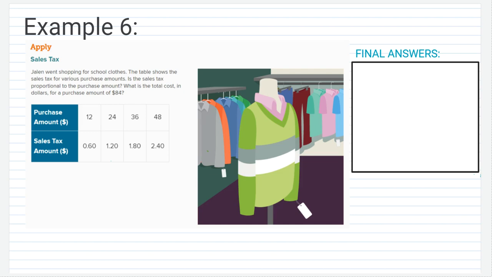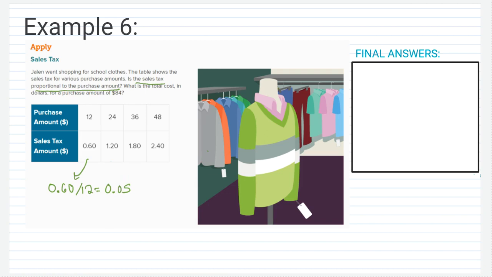So first we have to determine whether or not the sales tax is proportional. So we're going to be taking our sales tax and dividing it by the purchase amount. And the reason I know that is because when I look back at this problem, it says the sales tax is proportional to the purchase amount. That hints at the order in which you're going to divide. So for this first one, we're going to take the 60 cents and divide that by 12. And so when we do that, we're going to find a rate of .05.